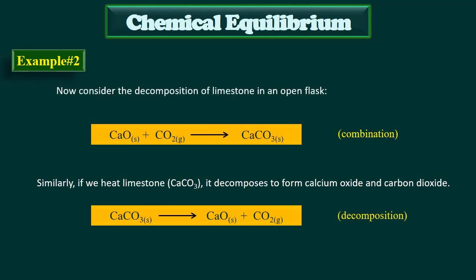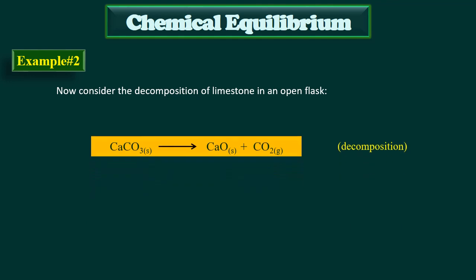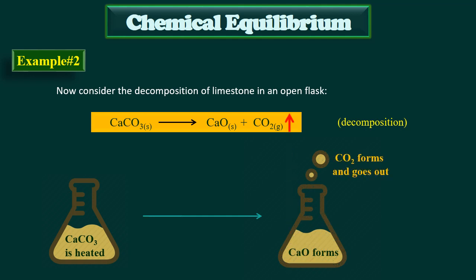Now consider just the decomposition of limestone in an open flask. So I erase the combination reaction. When calcium carbonate is heated in an open flask, calcium oxide remains in the flask, but carbon dioxide escapes out of the flask, and there is no chance of reverse reaction to occur, as carbon dioxide is one of the reactants of reverse reaction. So this is an irreversible reaction and hence goes to completion.